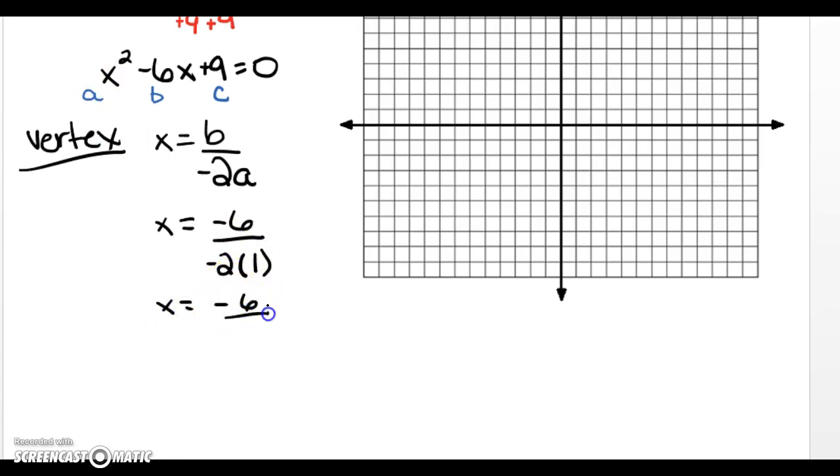So we have negative 6 over negative 2 times 1, which is negative 2. And then we can simplify that division there. Negative 6 divided by negative 2 is positive 3. So that means our vertex is at an x value of 3. And then we can start moving on to our table of values to find out where your y values are for your vertex, and for those other values.